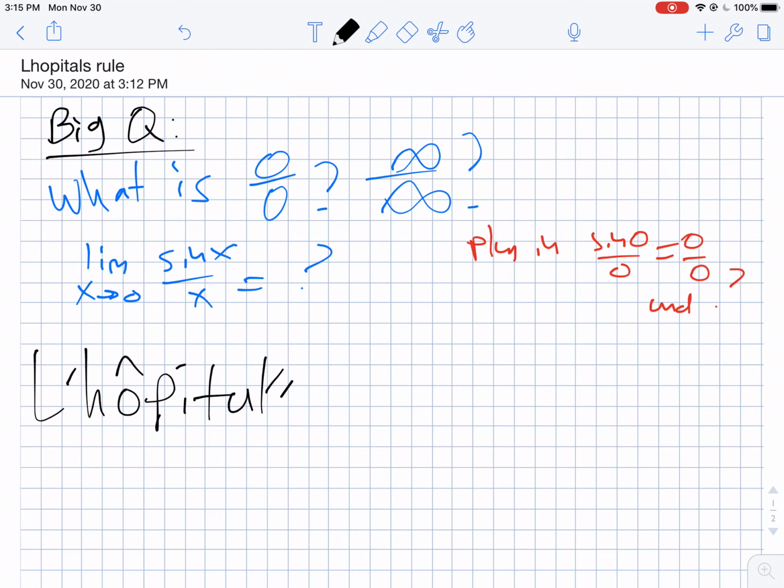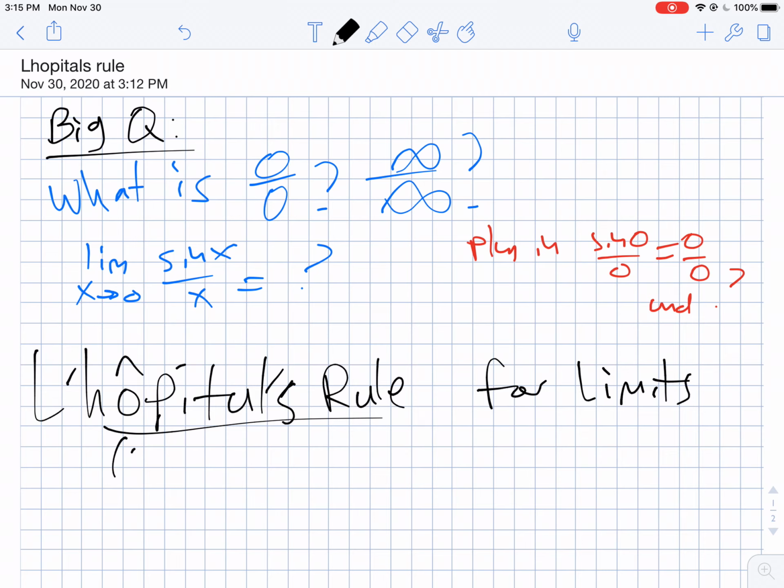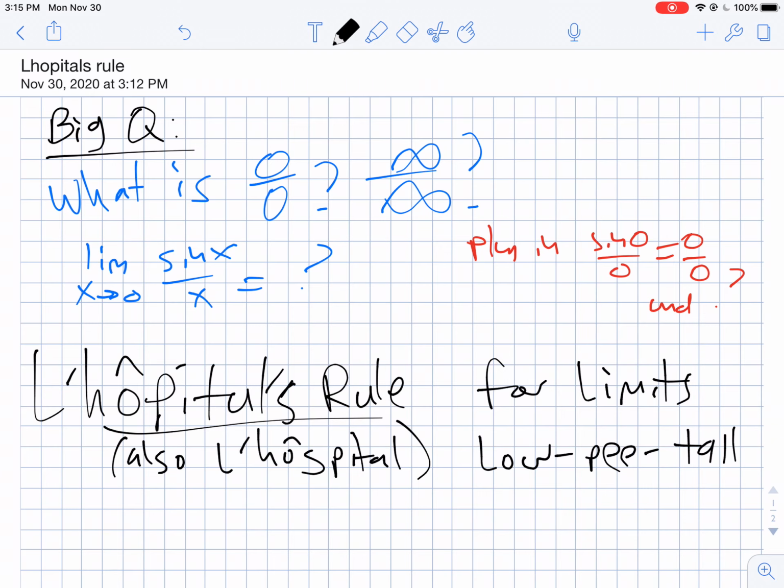So L'Hopital's rule is a rule for limits. And sometimes you will also see it spelled with an S, like L'Hospital's, but regardless of how it's spelled, the pronunciation guide for this is L'Hopital's. Famous French mathematician, really a genius dude.